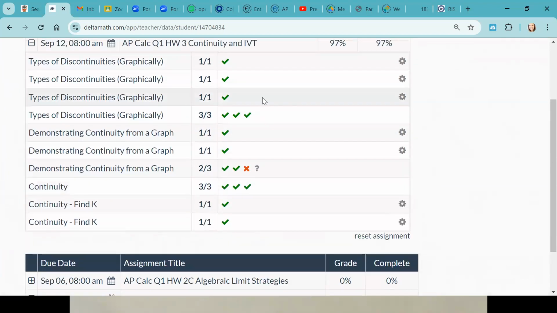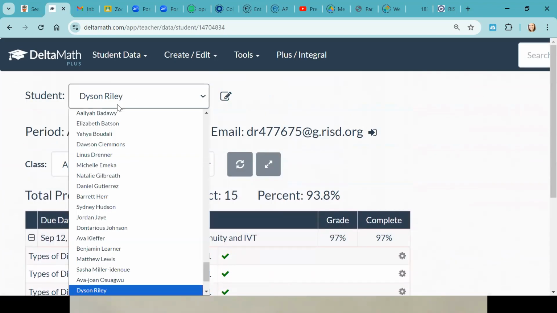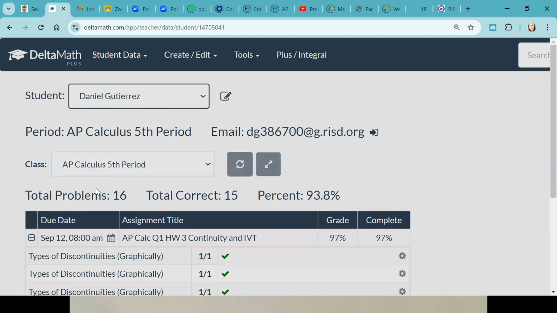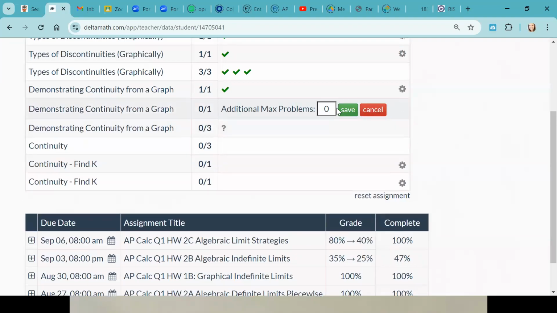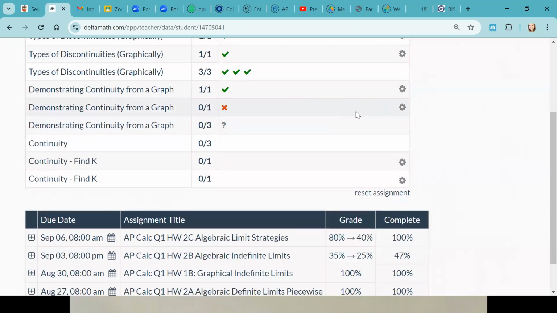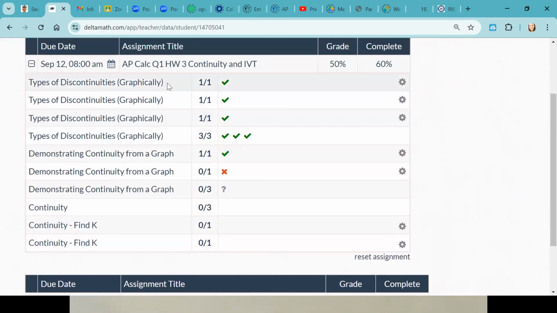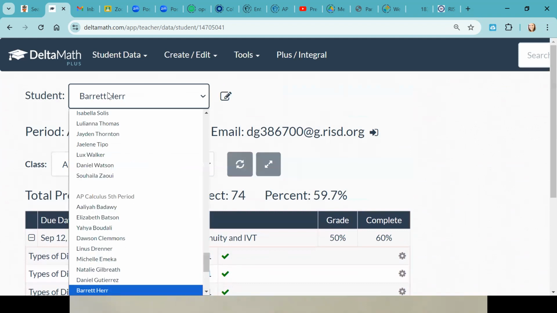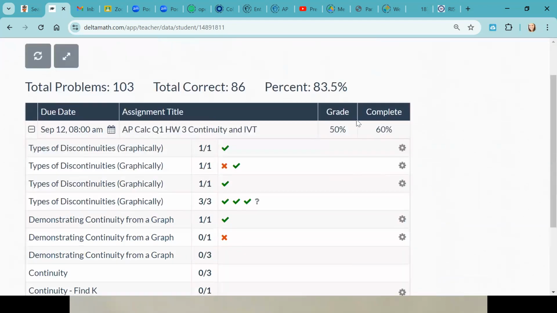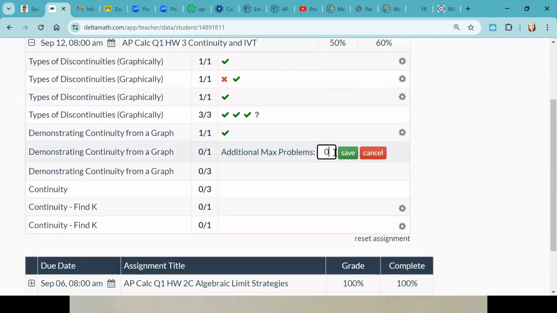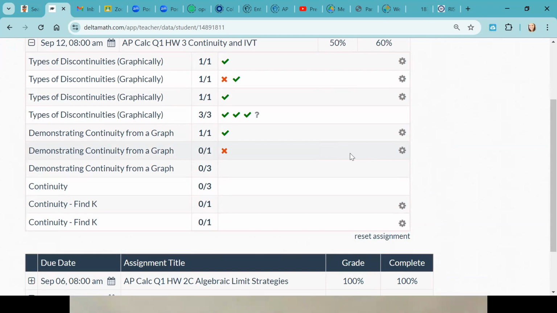Oh, Dyson, you're in a problem set. It'll just give you a new one. It won't take off points from your grade though, correct? All right, Daniel, you reset. All right, Lamek, you're reset.